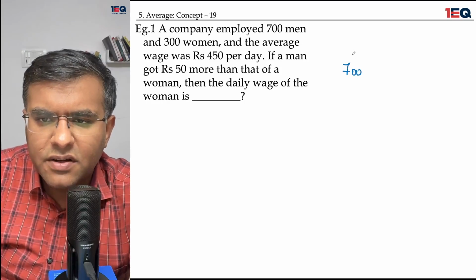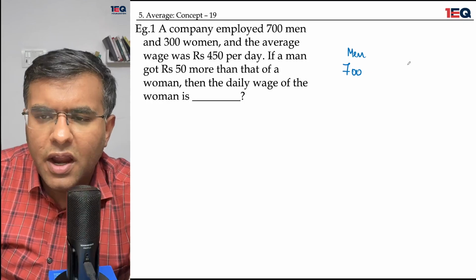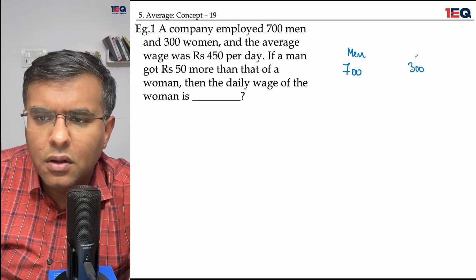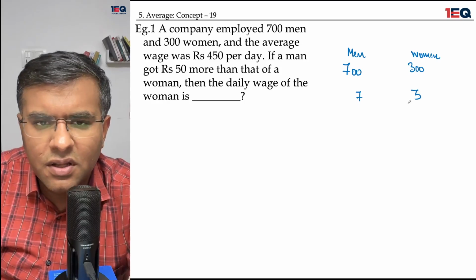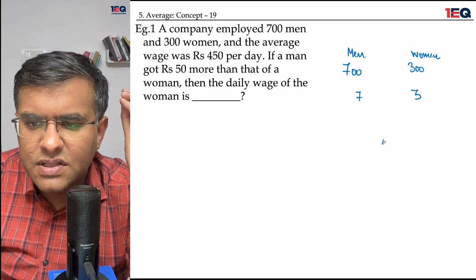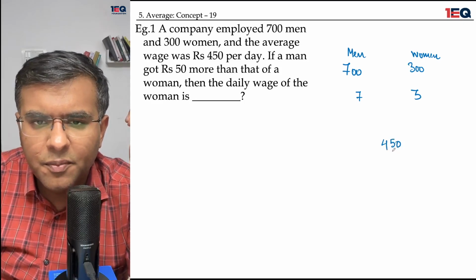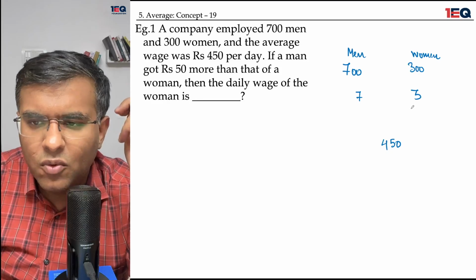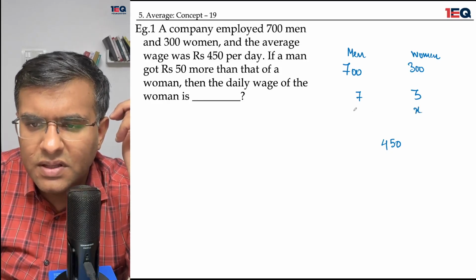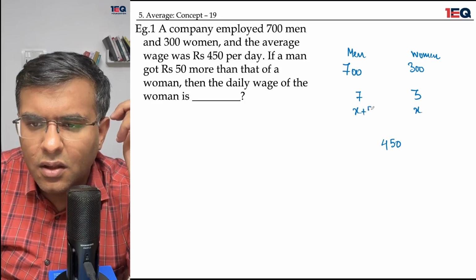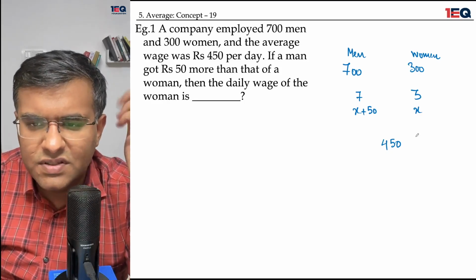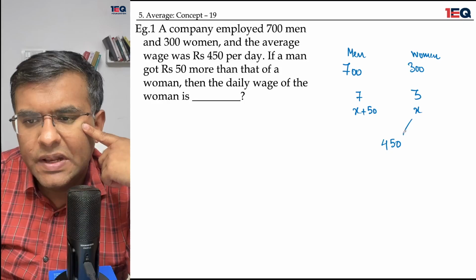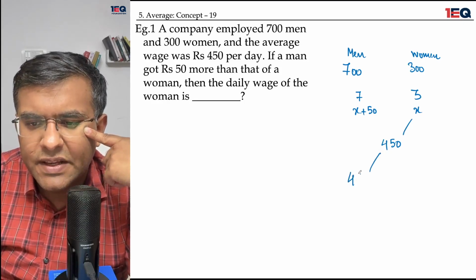We have 700 men and we have 300 women. I can quickly take a ratio of this and say that they are 7 is to 3 in number. The average wage is equal to 450 per day. A man is getting 50 more than a woman. Say the woman is getting X and the man is getting X plus 50. Then what is the wage of the woman? I'll solve it with the help of allegation.